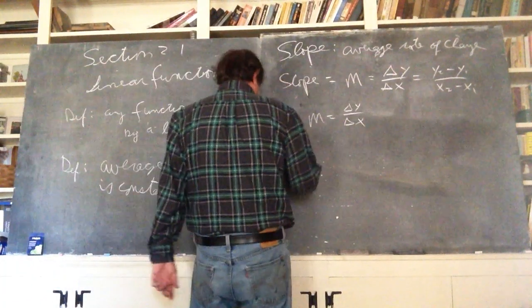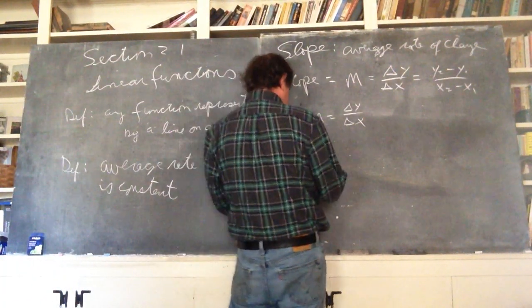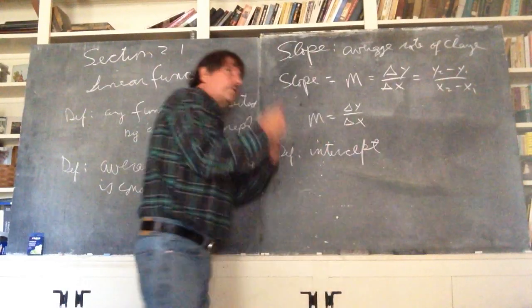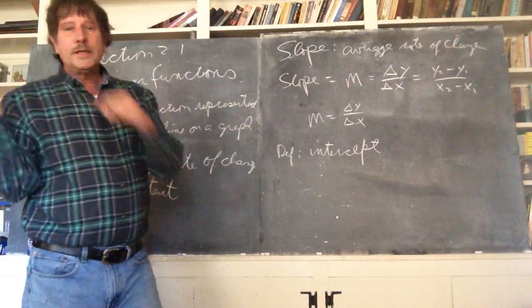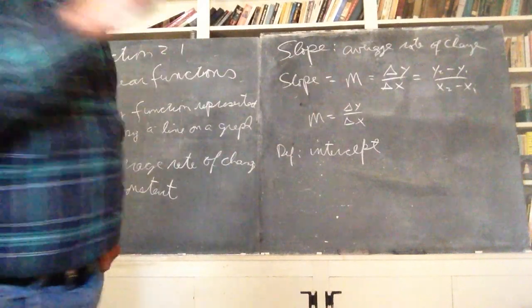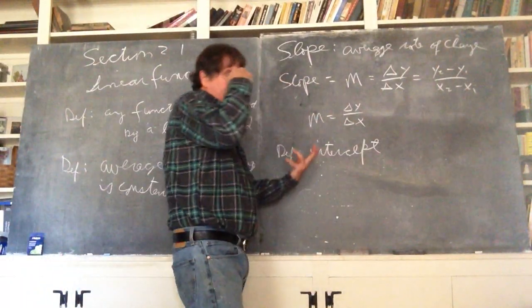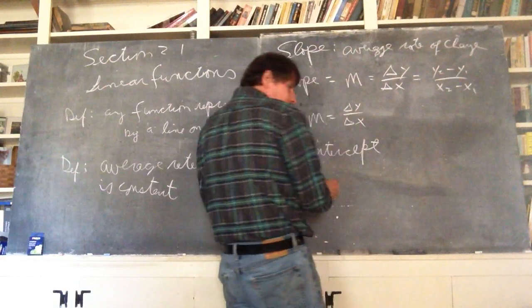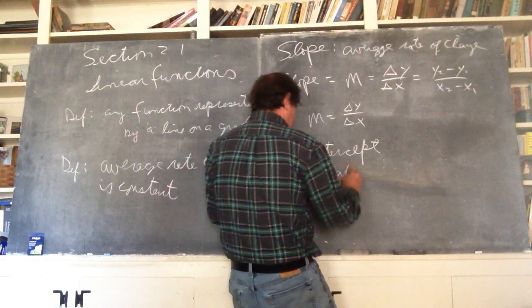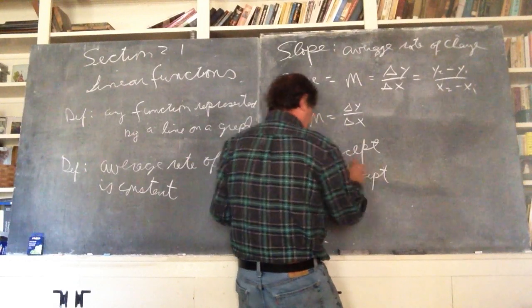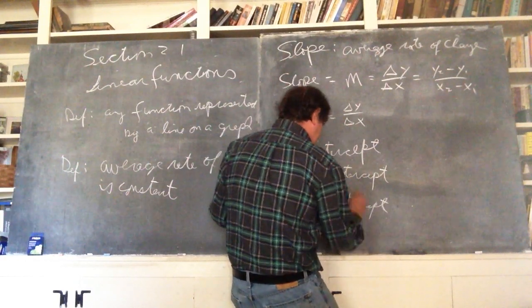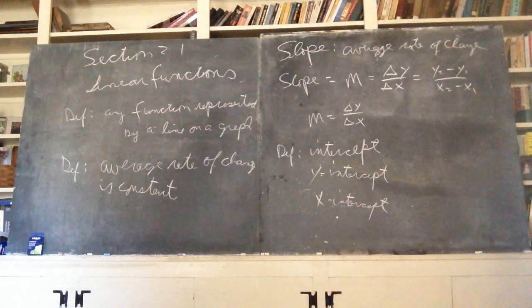A couple more definitions. Intercepts. Every linear function has a y-intercept, not necessarily an x-intercept. A constant function wouldn't have an x-intercept. There's two kinds of intercepts: y-intercept and x-intercept.